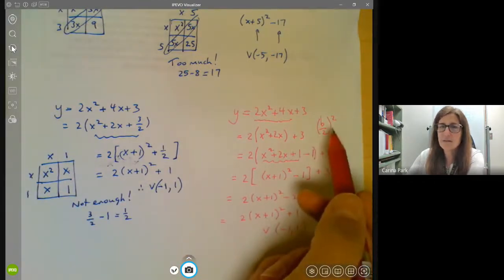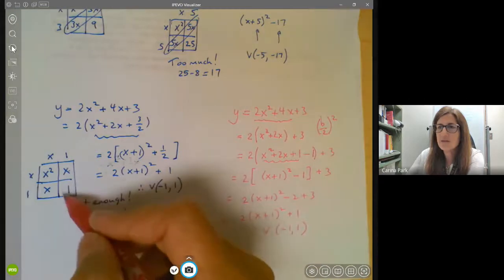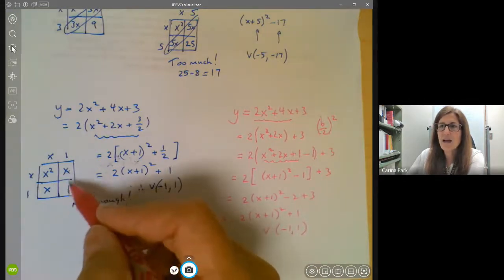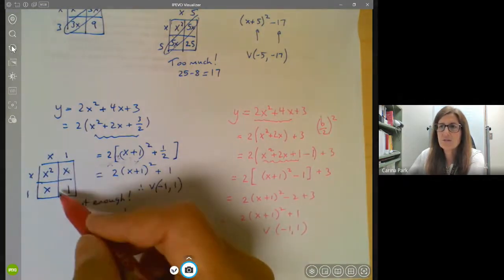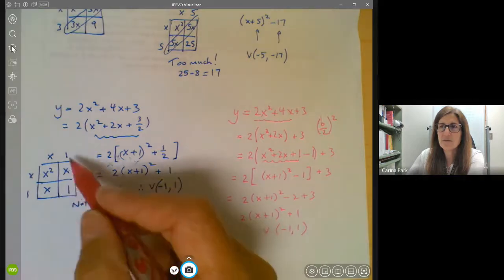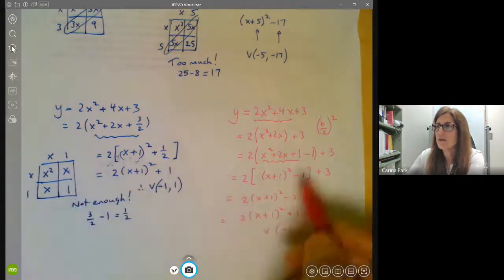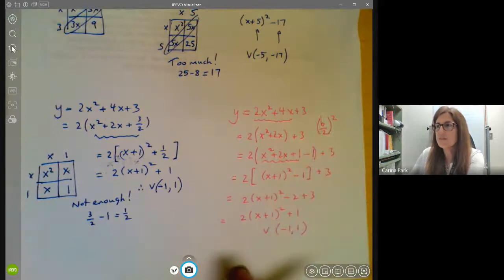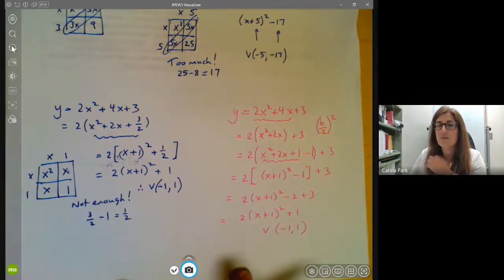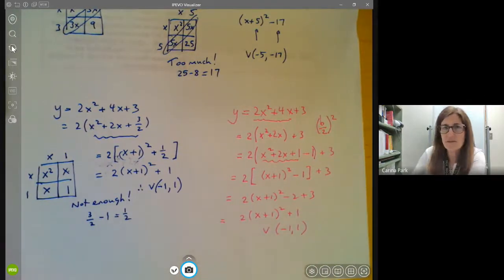And where's the squared coming from? That's this number over here. What number do I have to add into x squared plus 2x in order to make a perfect square, so in order to fill in this whole rectangle? So that's where that all came from. So this is completing the square, converting to vertex form, and you may use any method that you like.